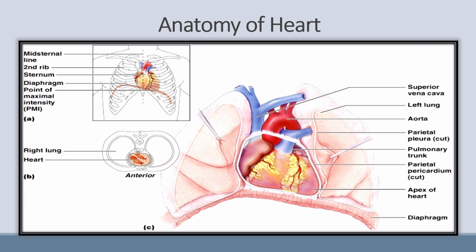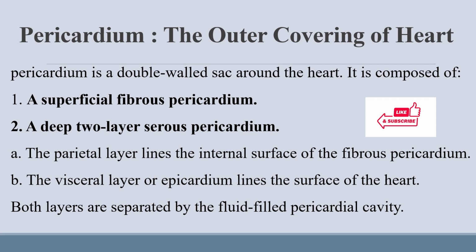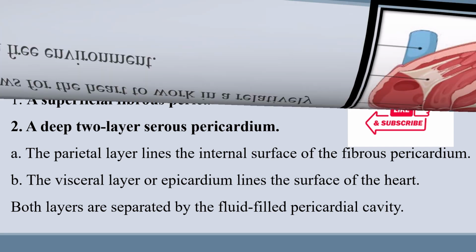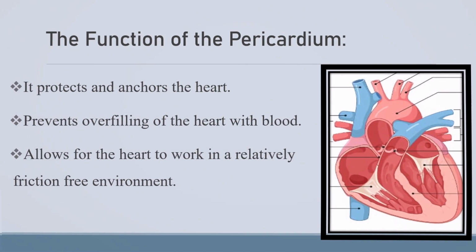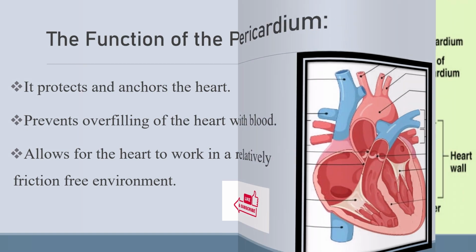Pericardium is the outermost covering of the heart. It is a double-walled sac around the heart. It is composed of: 1. A superficial fibrous pericardium and 2. A deep two-layer serous pericardium. The first serous layer is the parietal layer that lines the internal surface of the fibrous pericardium, while the second layer is the visceral layer or epicardium that lines the surface of the heart. Both these layers are separated by a fluid-filled cavity known as the pericardial cavity. The pericardium protects and anchors the heart, prevents overfilling of the heart with blood, and allows the heart to work in a relatively friction-free environment.